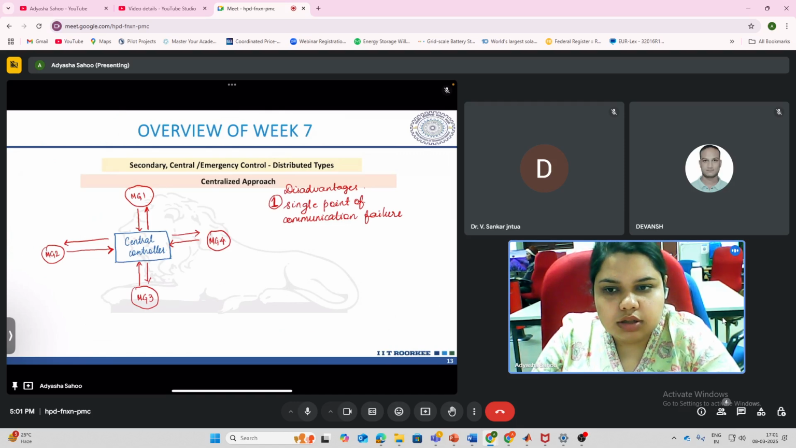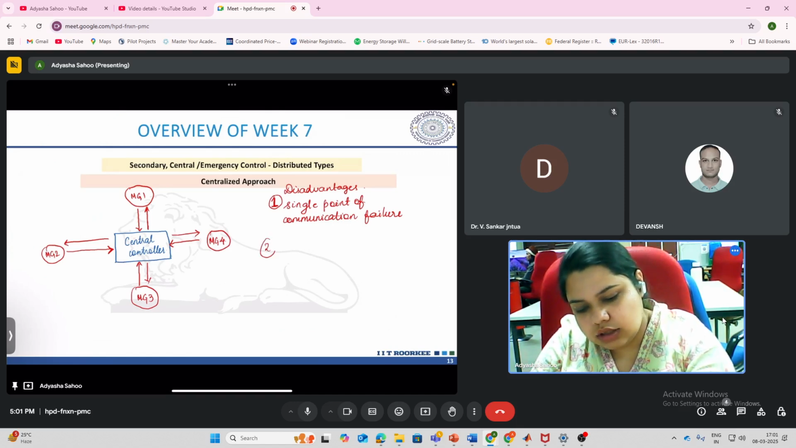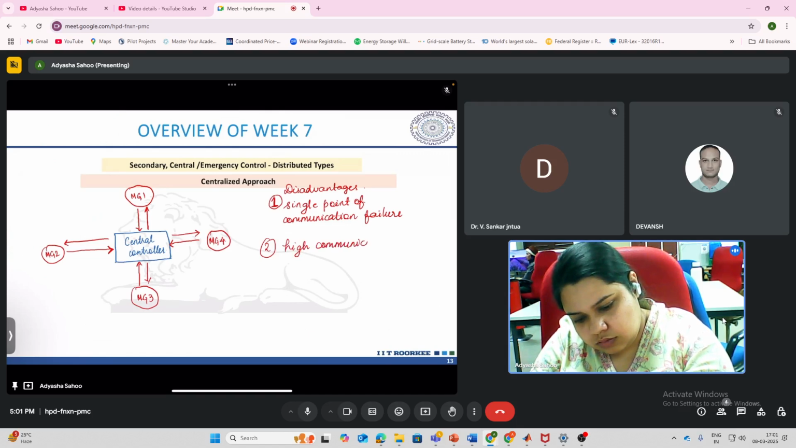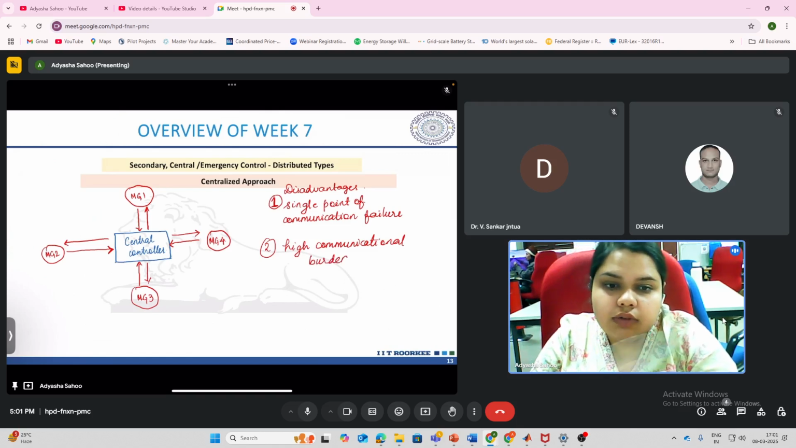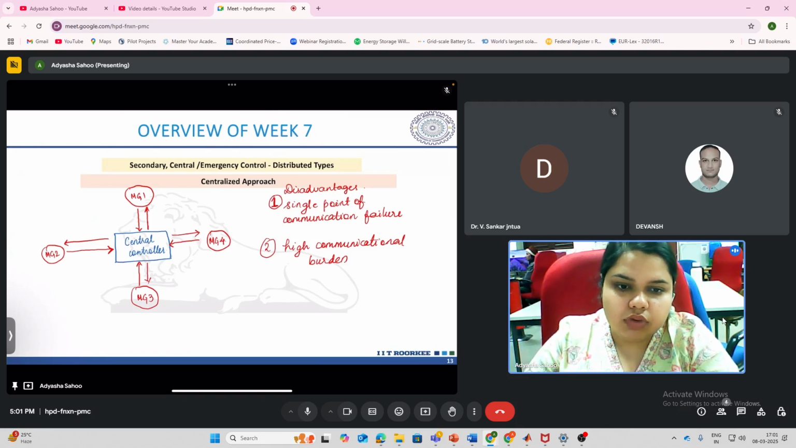Secondly, we can say it has a high communication burden, because first it needs to collect information from all the microgrids and then it also conveys those messages back to all the microgrids. So the number of rounds of communication is high in the centralized approach, and if there is a communication failure, then everything will go wrong. You do not have any backup plan for this.